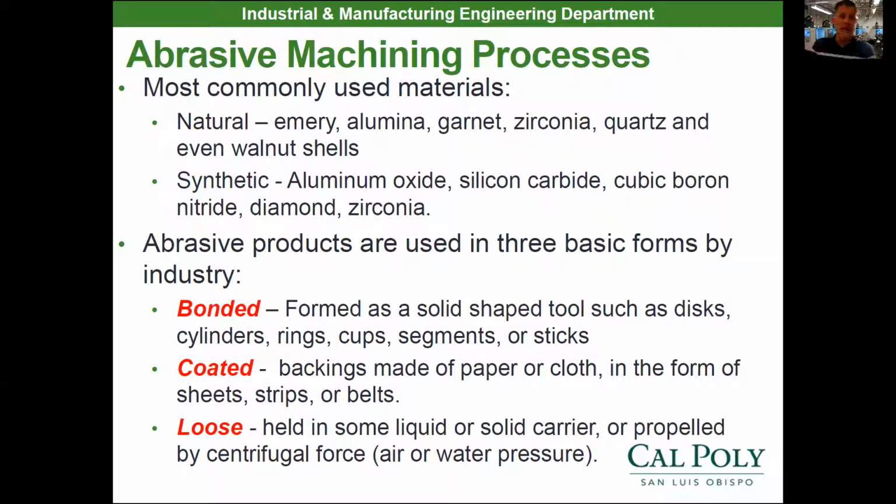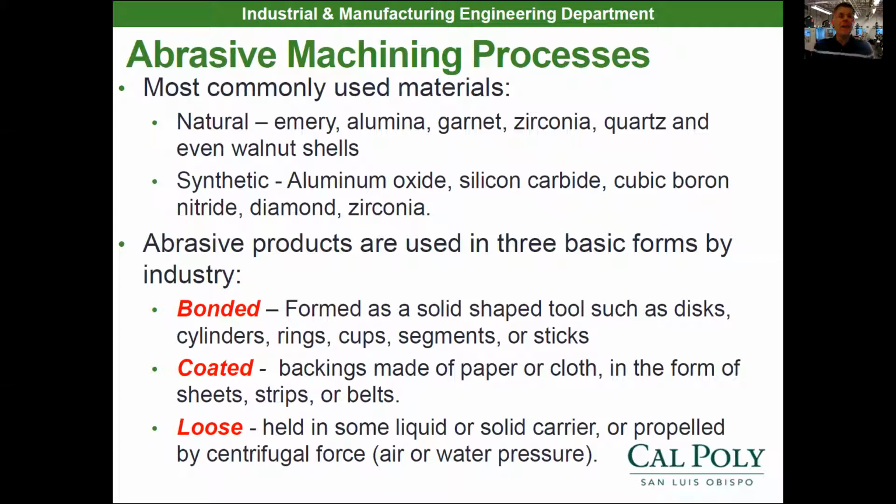I'm going to show you some examples of all these coming up. But then there's also coated abrasives. The coated abrasives are sandpaper. If you've ever used sandpaper, that's an example of a coated abrasive. It's actually not sandpaper, it's abrasive paper, because sand isn't really what's on there, it's an abrasive. You've got backings made of paper or cloth in the form of sheets, strips, or belts. Belt sanders would use a coated abrasive. So you've got the abrasives on some sort of backing.